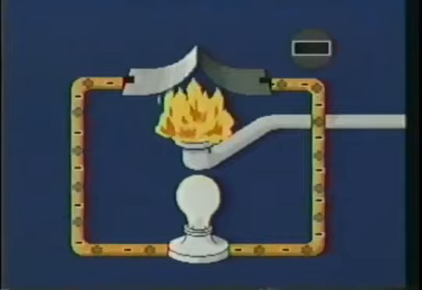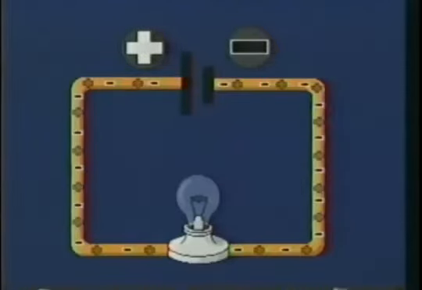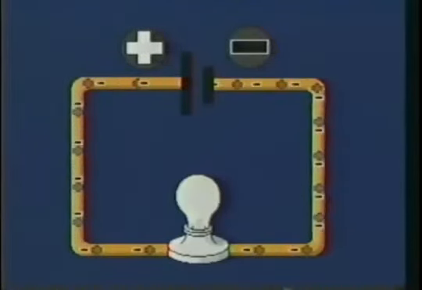In each case, there is a negative electrode and a positive electrode. We use this symbol to represent a direct current source, such as a single cell. A circuit in which a light bulb is connected to a single cell would look like this.